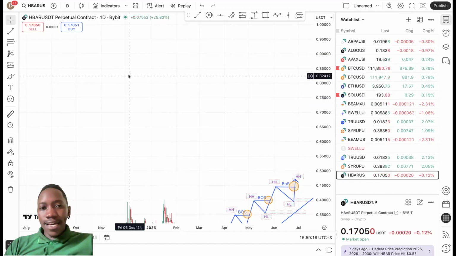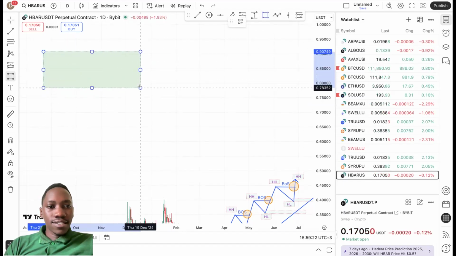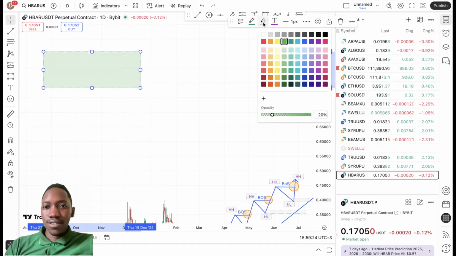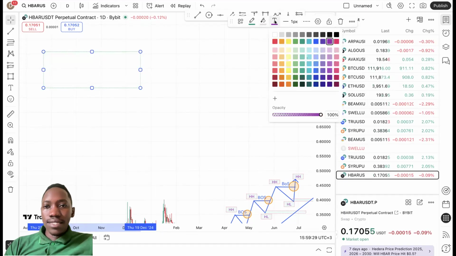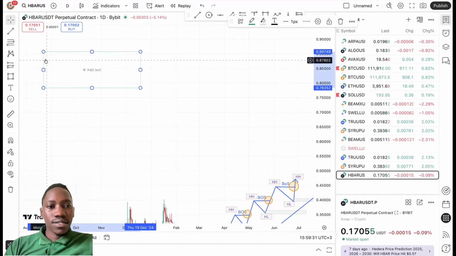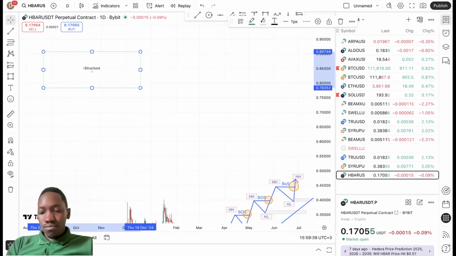Number one, let me first try to put here a box of words that I can say. The box is green, let me make it white, and make the text black. So, number one, I look for the structure of the market. Number two, I look for points of interest, which is supply and demand in my case.